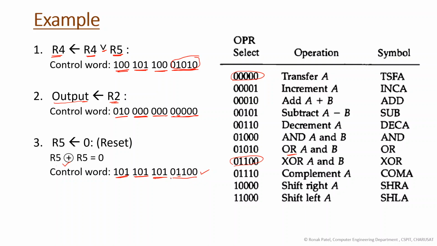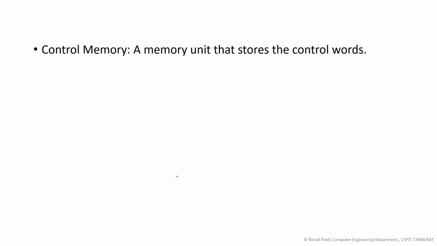So this way you can write a control word, and that must be passed to the CPU. Your control unit will generate this. A memory unit that stores the control words is called a control memory. Because we have seen the control word, suppose we want to perform operations one by one. One by one I need to give these control words to the CPU, and once the CPU gets them, it will perform the operations one by one, right?